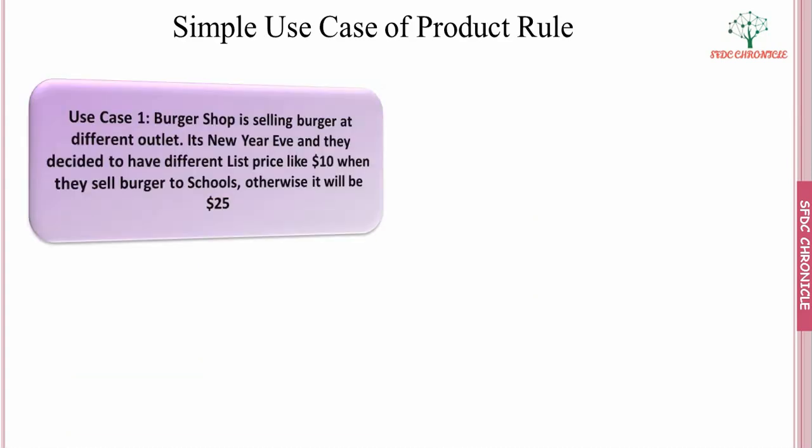The first use case: suppose our client has a burger shop. In that outlet, on New Year Eve, they decided to provide a different price whenever they sell to a school student, or mainly in our case, a school account. Whenever they create a quote for that particular account, and it belongs to any school or education related industry, then on New Year Eve they will provide the list price as 10. How can we do that?